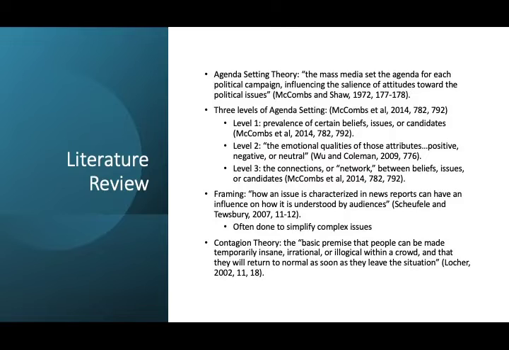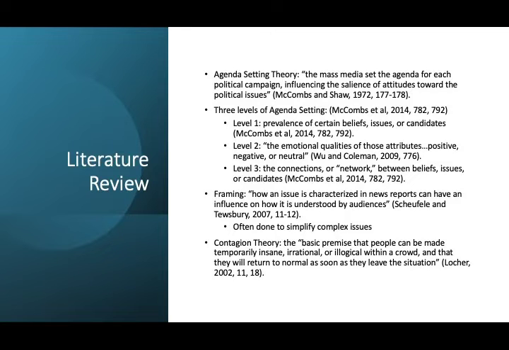Before I get into my survey methodology, results, and discussion, I think it's first important to have a quick literature review. I have a much more expansive literature review and I can take questions on it during the questioning time, but given the limited amount of time that I have for this speech, I think it's important to highlight just a few key aspects and concepts. The first being agenda setting theory.